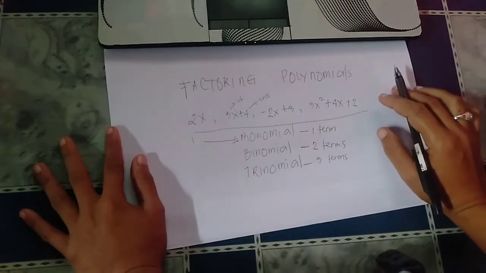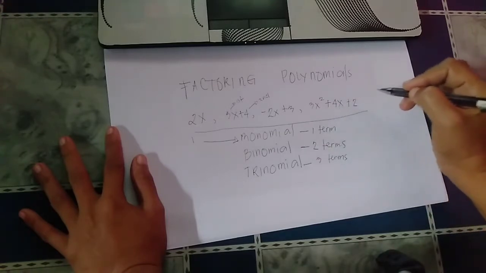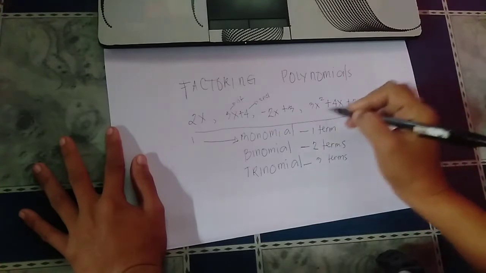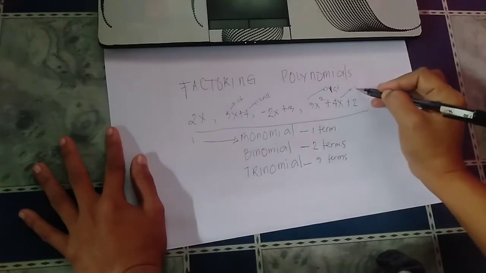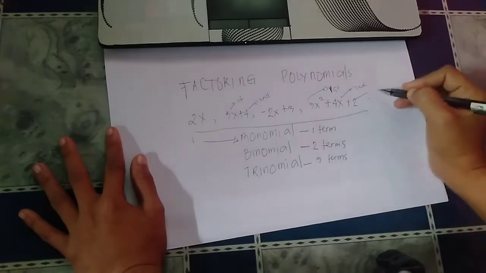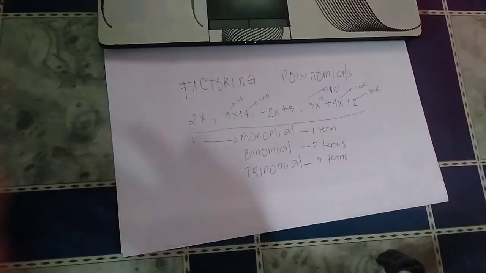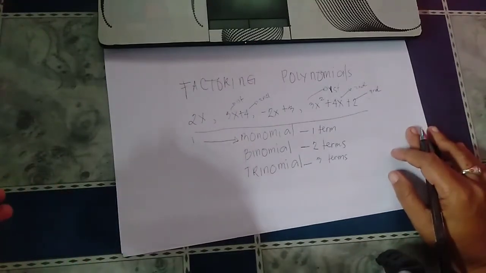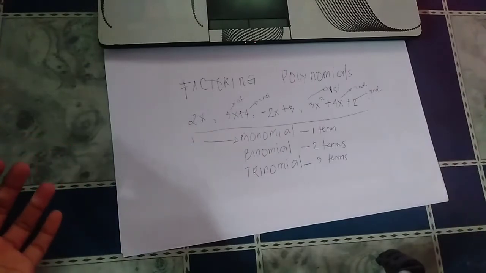So the example of a trinomial there is 3x squared plus 4x plus 2. It is because there are three terms. The first term here is 3x squared. The second term is 4x. And the last term, or the third one, is 2. Now you already know the different polynomials: monomial, binomial, and trinomial.